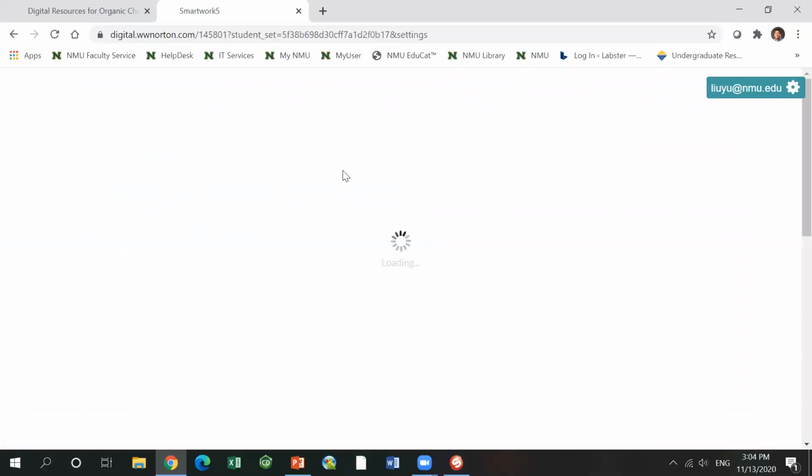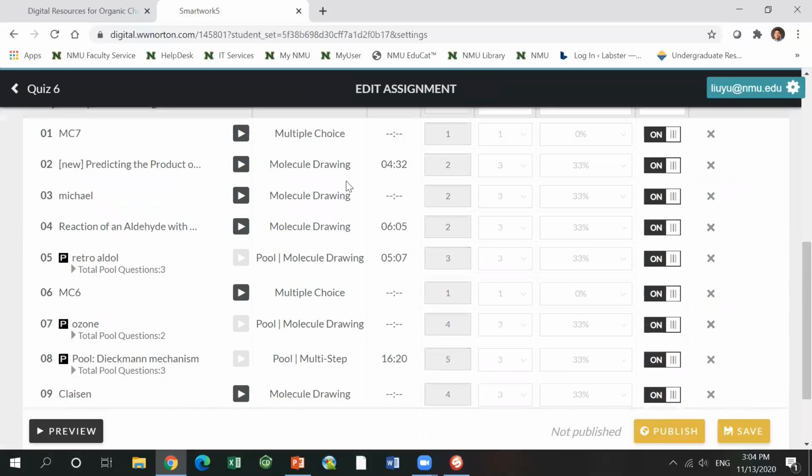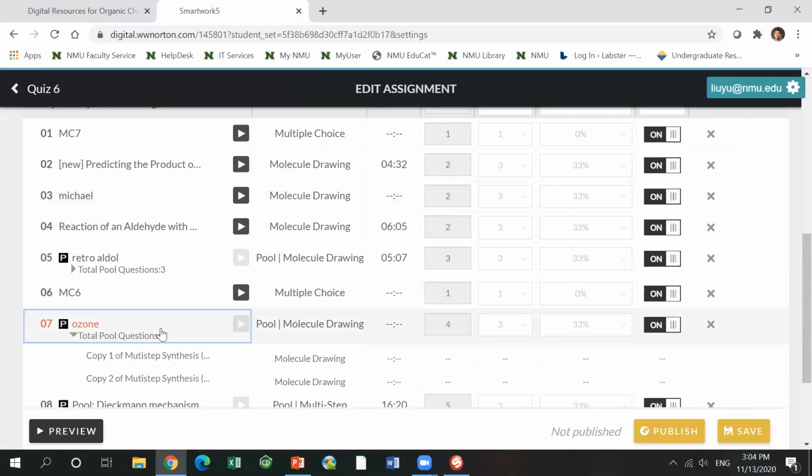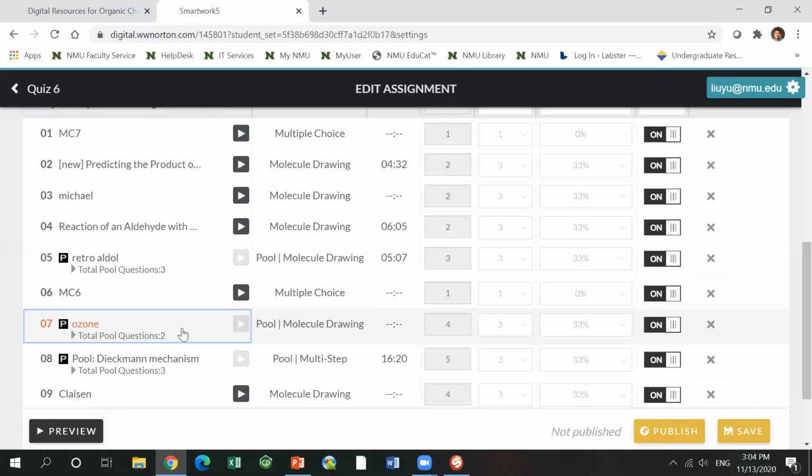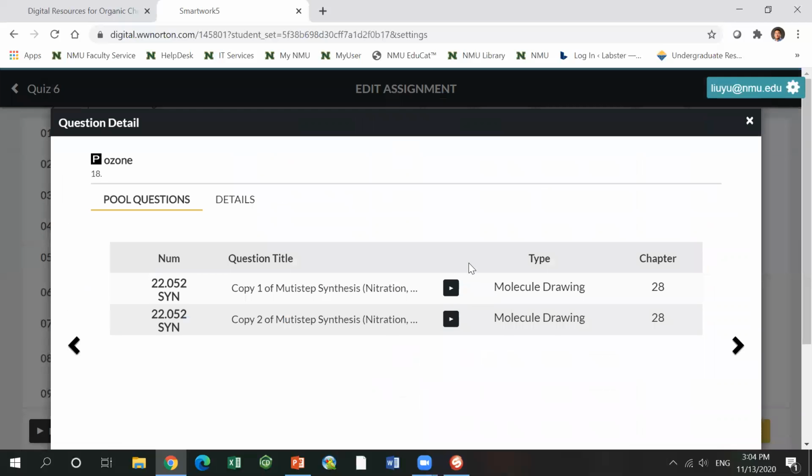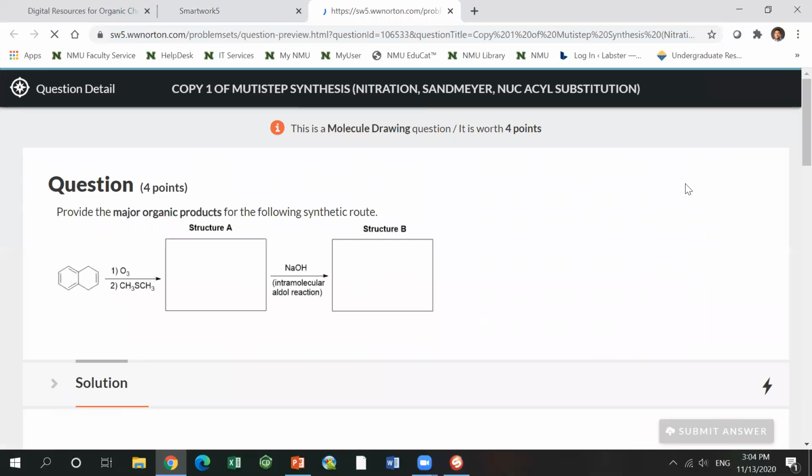Next one I want to go through is question 7. Question 7 is also a poorly answered question, but very similar. It's ozonolysis plus an intramolecular aldol condensation. I will just use the first one as an example.